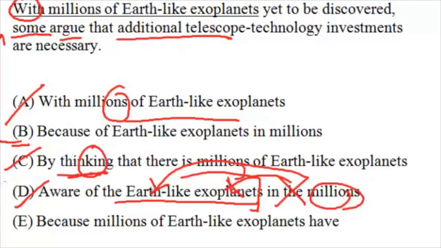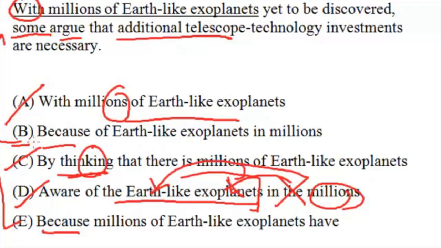So you have to pick between B and E, and remember I said because gives a reason, and I think that's what they want you to look for, right? So let's look at this. E says, because millions of Earth-like exoplanets have yet to be discovered, means we haven't found them yet, but they're out there. Some argue, people argue, right? And remember, this is a dependent clause. Millions of exoplanets have yet to be discovered, right? Dependent clause and independent clause sentence, right? Because there's millions of planets we haven't discovered, we need to spend money. That's what E says.